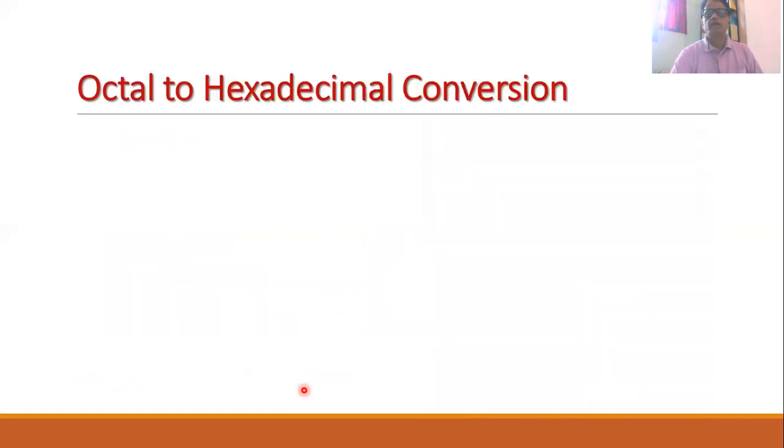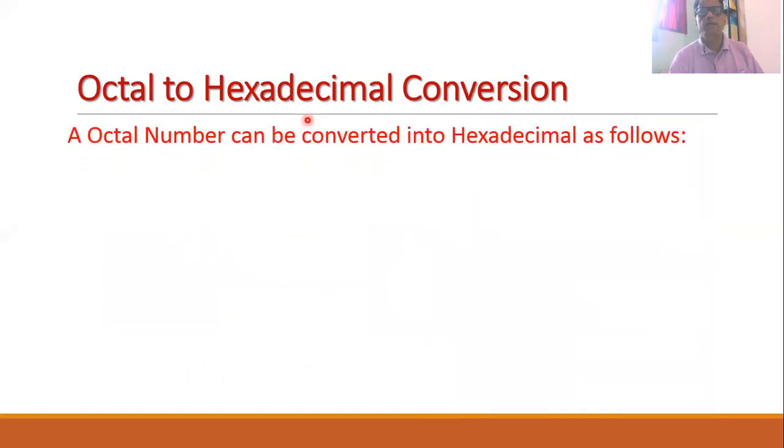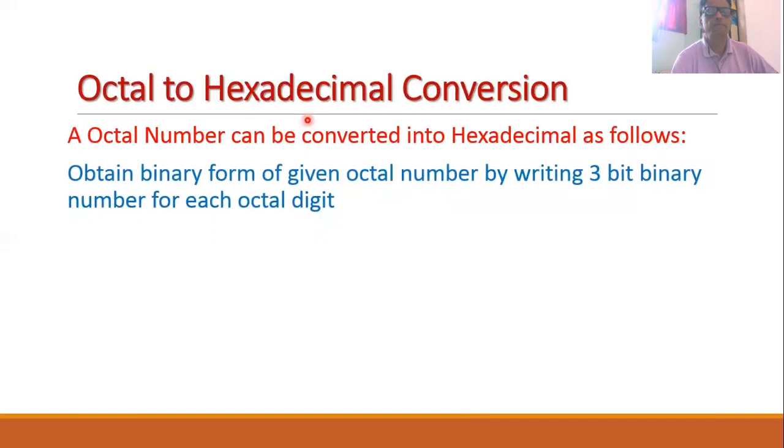In a similar manner, it is possible to convert the octal number into an equivalent hexadecimal number. Suppose we have been given an octal number and we want to convert it into the equivalent hexadecimal number. So how will you do it? This conversion is a two-step process. In the first step, we convert the given octal number into binary form, and then we convert the binary number into its hexadecimal equivalent.